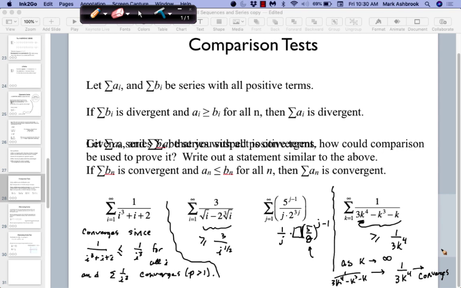But we can't do it by direct comparison like we did the first three, and like we wrote out in the definitions. Okay? So this is kind of like what we call an indirect comparison. Let k get really, really big, and then this thing will become like 1 over 3k to the fourth, which converges. That's kind of what indirect comparison is.